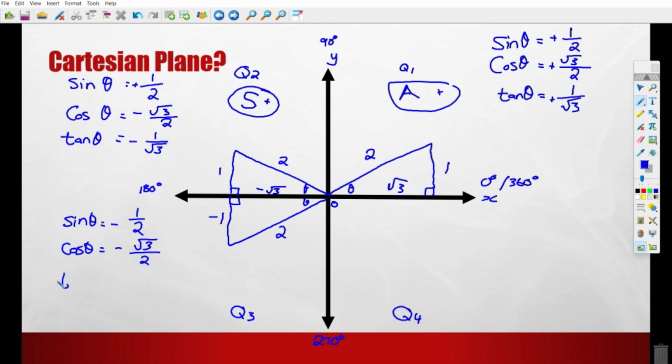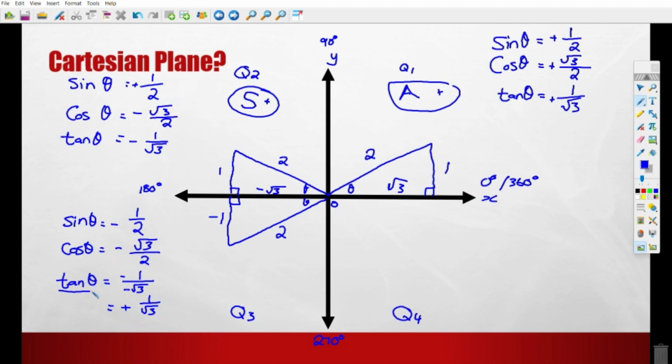If I look at tan of theta, tan is opposite over adjacent, so I go opposite my angle, which is negative 1, over the negative square root of 3, and that's my adjacent side. We know that a negative over a negative is a positive, so it's positive 1 over square root of 3. Which is the only one that is positive here in the third quadrant?